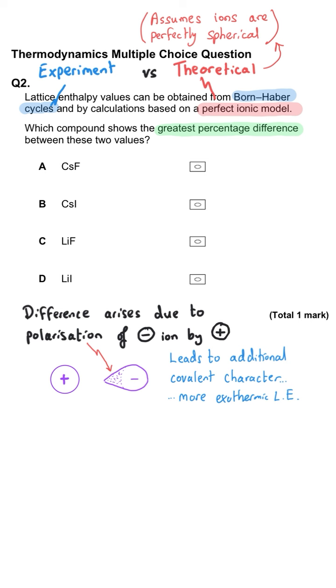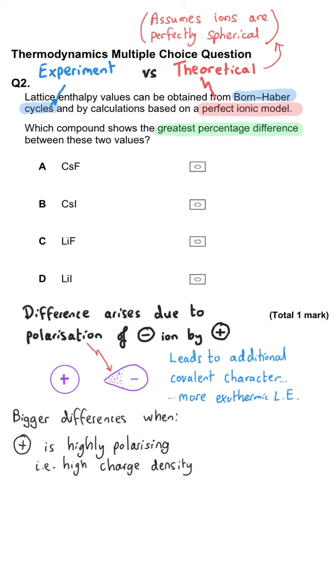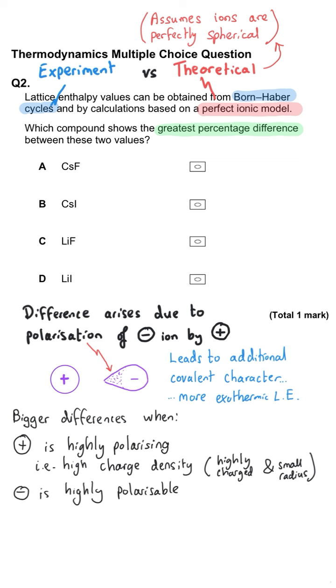And we get larger percentage differences when the positive ion is highly polarizing, so that means it's got a high charge density, and that could come from either being doubly or triply positive or from being a very small ion with a small radius. And you also get a big difference if the negative ion is highly polarizable. So in other words, it might have a particularly large radius, for instance. And so to answer this question, we need to first look at what the differences are.